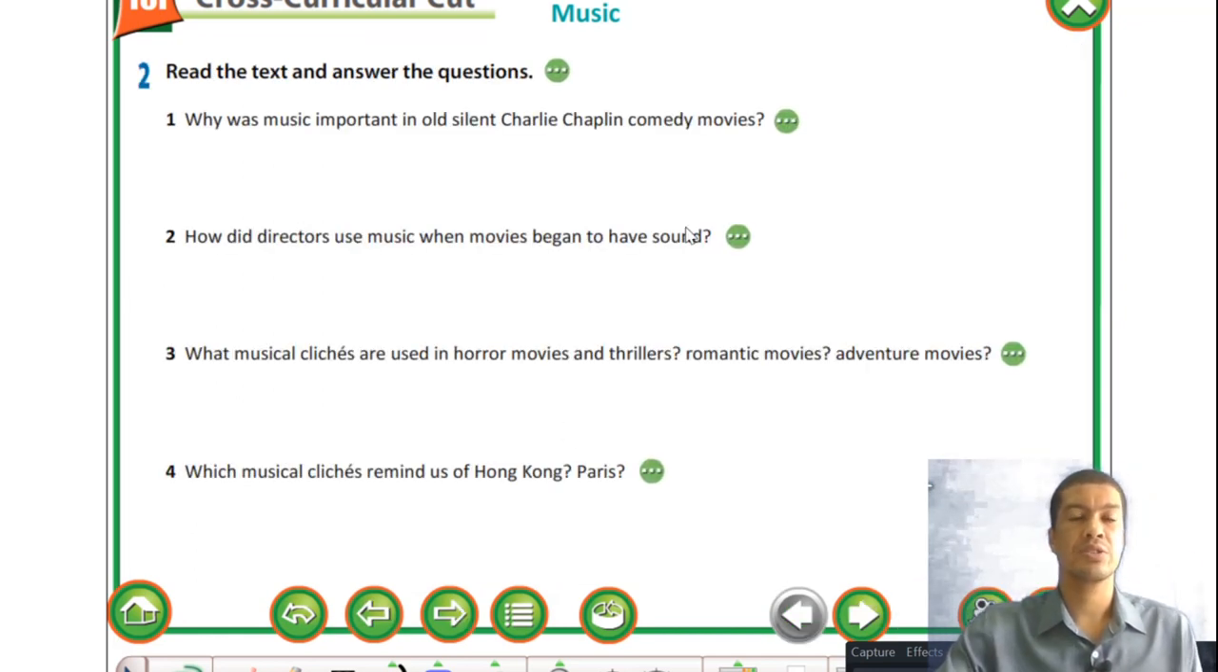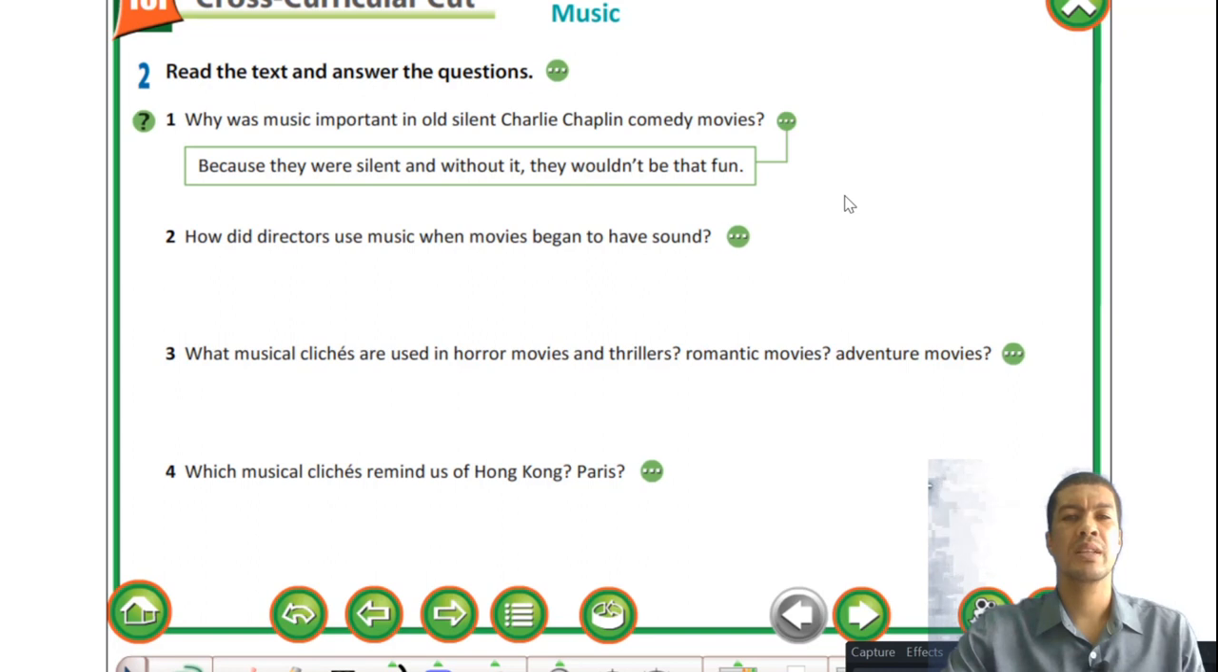Okay, let's go on to the reading for our music. Read the text and answer the questions. Why was music important in old silent Charlie Chaplin comedy movies? Do you know the reason why? It's found in paragraph A.